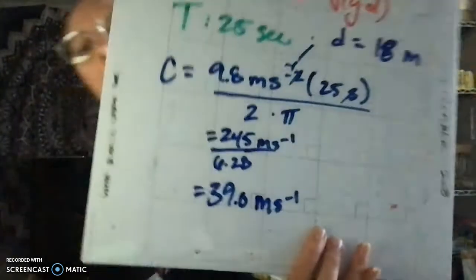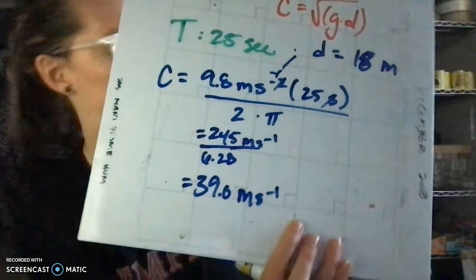3.14 times 2 is 6.28. So I have 245 divided by 6.28 meters per second. 245 divided by 6.28 is equal to, holy bananas, they're moving quite fast, 39.01, but we'll just say 39.0 meters per second. So that is the speed of my deep water wave.